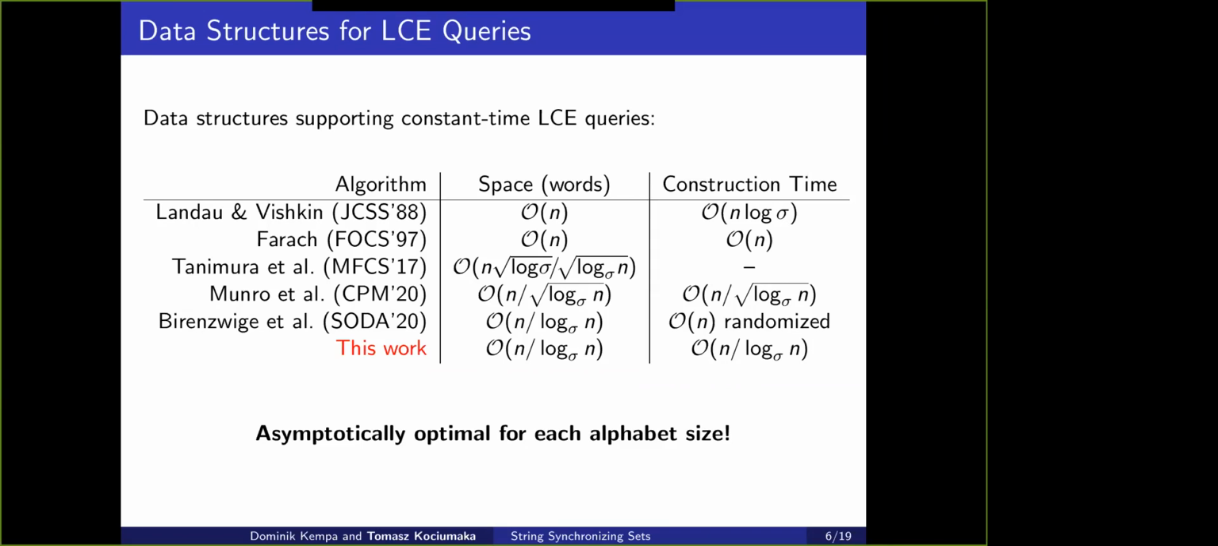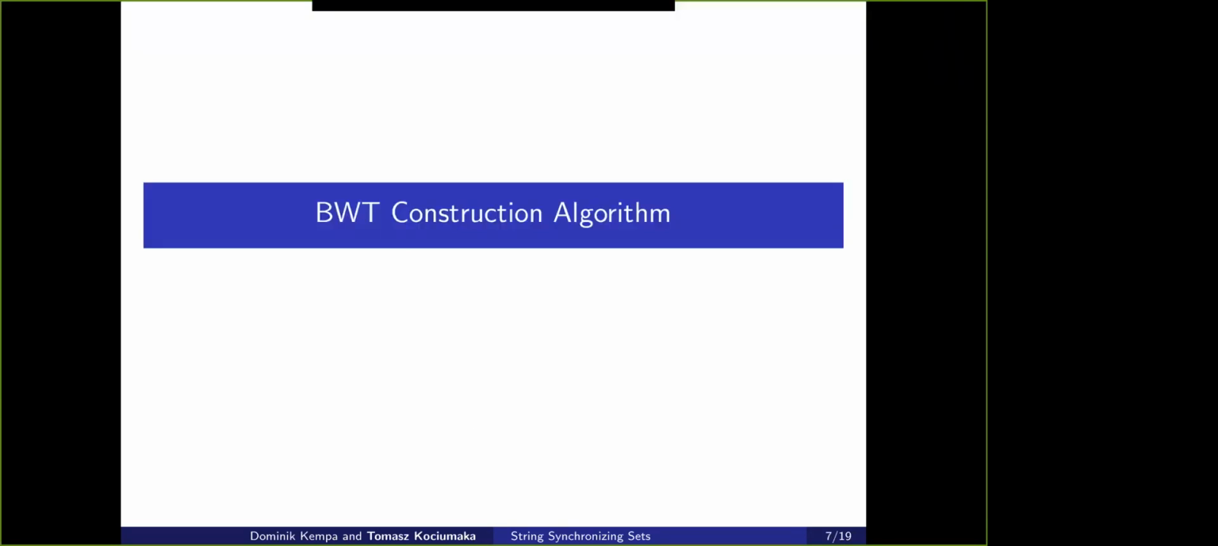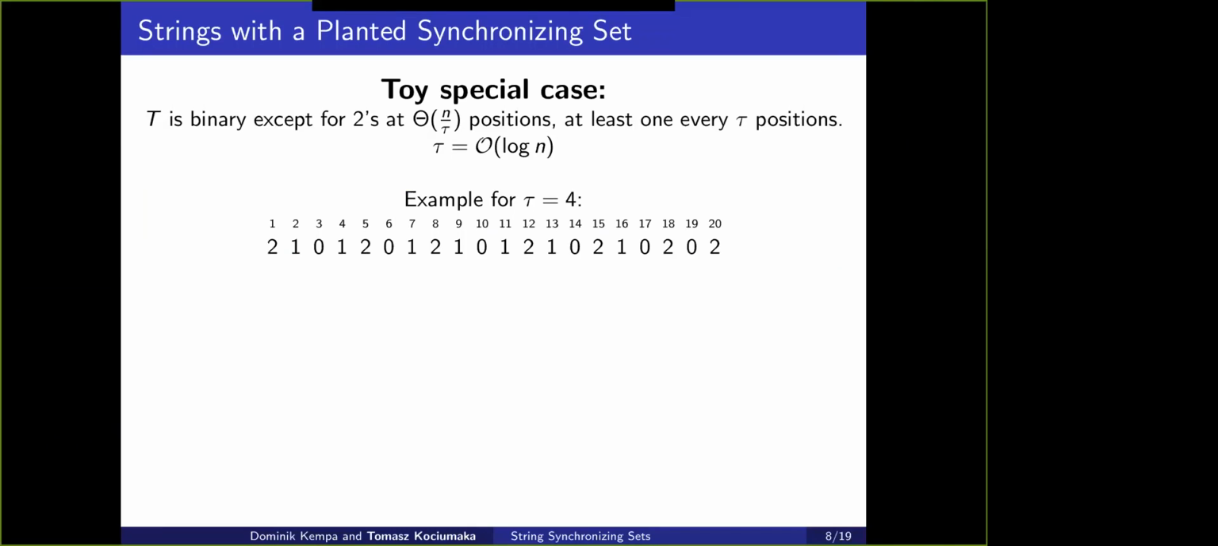But given that this contribution is quite similar to what Shai talked about yesterday, in this talk, I'm going to focus on the BWT construction algorithm only. So let me start with a special case, which is a toy case. It's not very useful in practice or anything, but it will illustrate the methods we are using in the general case as well. So in this case, I'm assuming that T has what I call a planted synchronizing set.